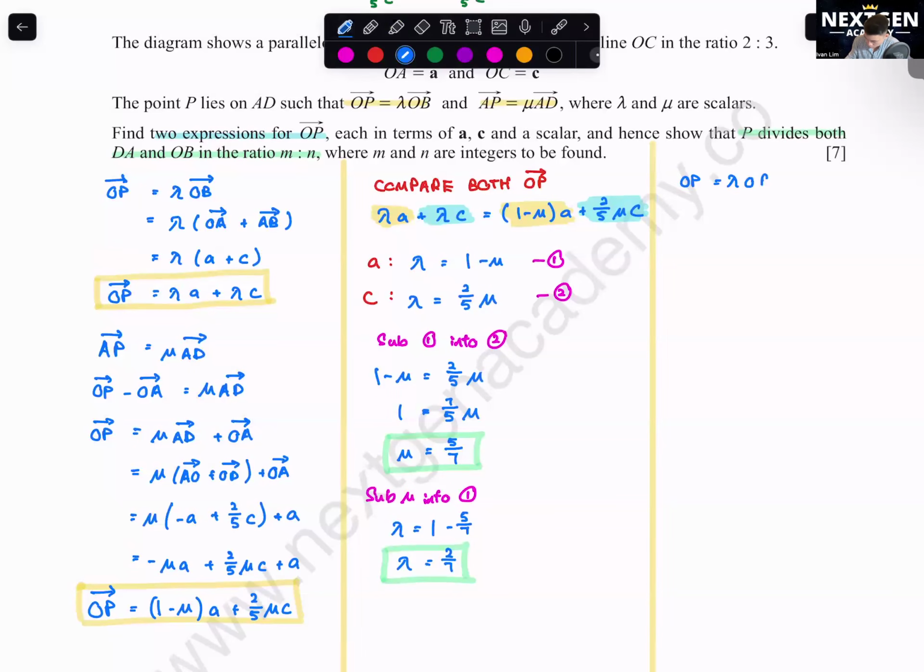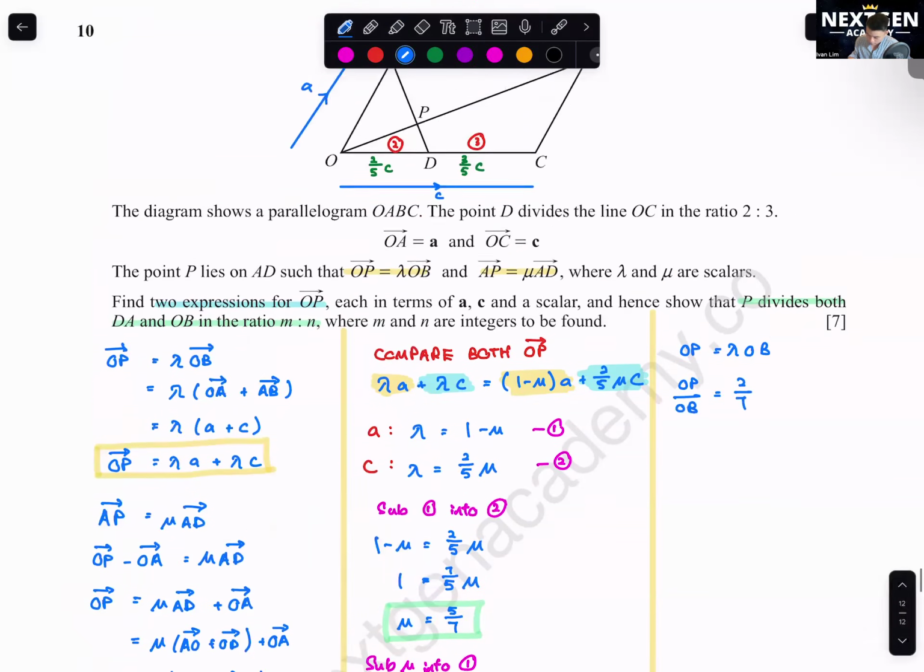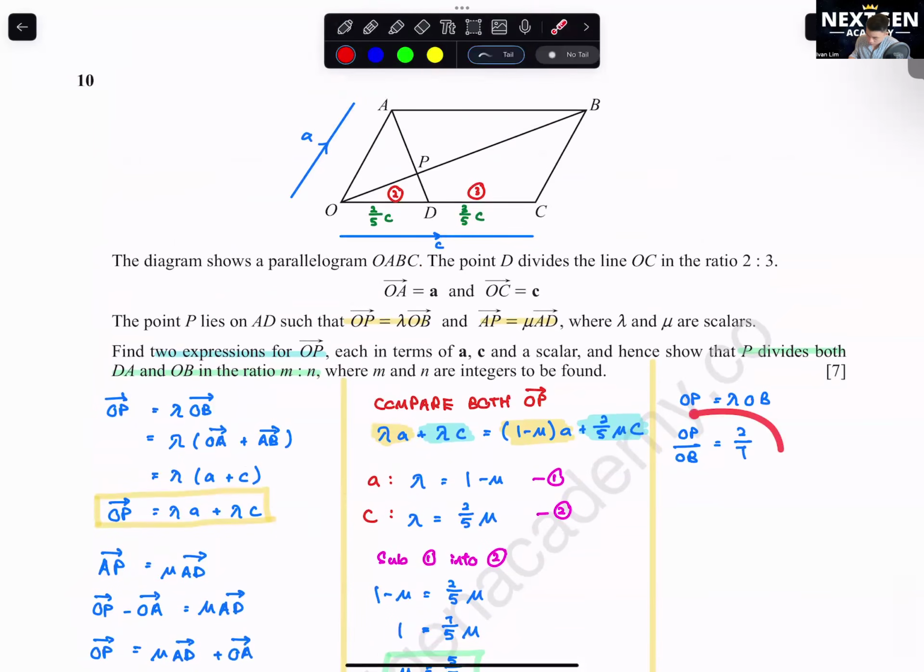OP equals to lambda OB. So what can we understand from here? OP over OB is equals to lambda. Lambda is equals to 2 to 7. So you look at the diagram here. OP to OB is 2 to 7. What can we write here? We can say that OP to PB is equals to 2 to 5. Make sense? You can just conclude this. This is 2 to 7, so here is 2 to 5.